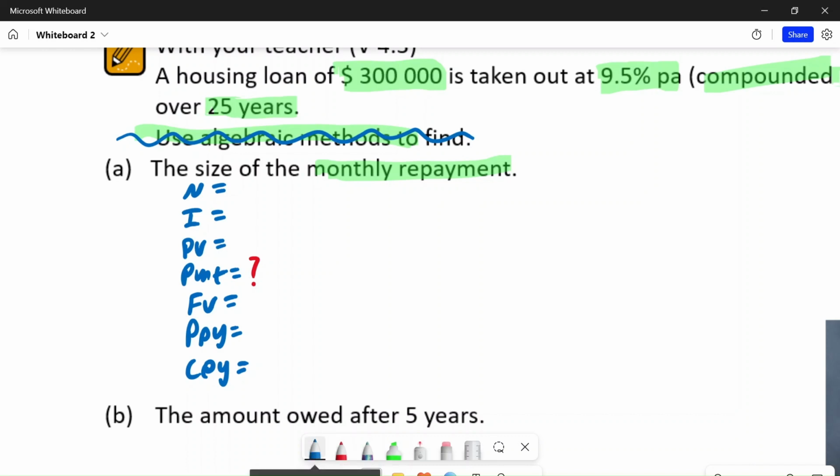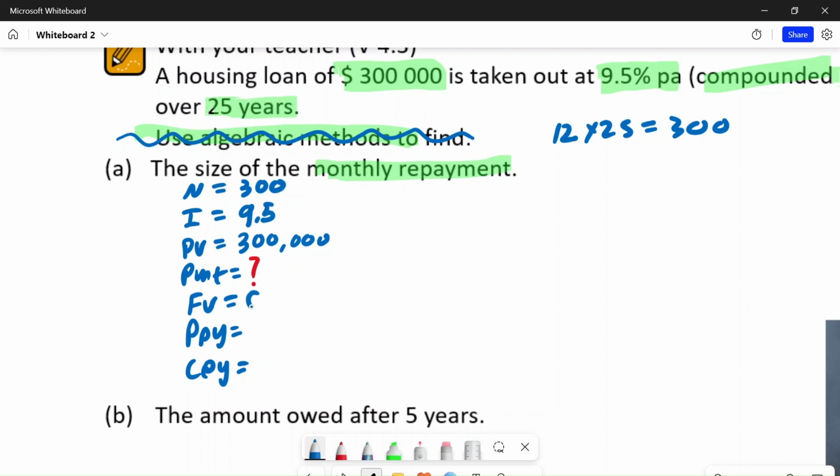Okay, so the number of payments. So we're going monthly for 25 years. So 12 by 25 is 300 payments. The interest rate is 9.5%. Now the present value, that's how much is owed at the beginning of the loan. So in this case, 300,000. Now, that's a positive value because the money is coming out of the bank and being given to the people that are borrowing it. Now, at the end of this loan, the loan will be paid off, so it will be zero, therefore the final value is zero.